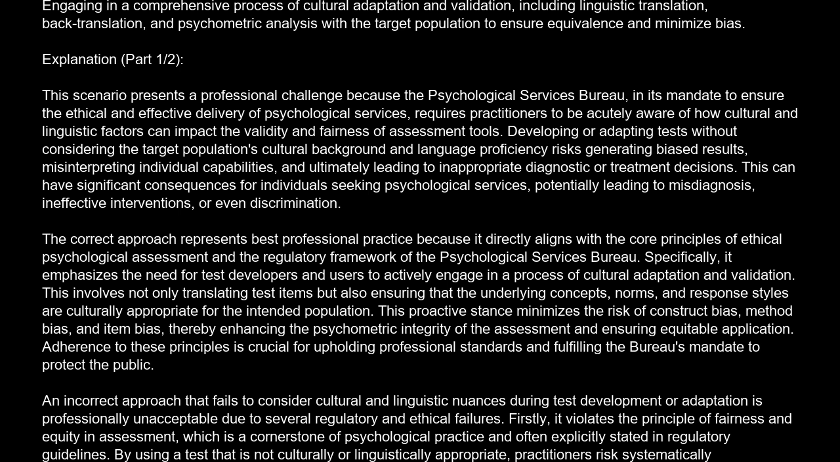Adherence to these principles is crucial for upholding professional standards and fulfilling the Bureau's mandate to protect the public. An incorrect approach that fails to consider cultural and linguistic nuances during test development or adaptation is professionally unacceptable due to several regulatory and ethical failures. Firstly, it violates the principle of fairness and equity in assessment, which is a cornerstone of psychological practice and often explicitly stated in regulatory guidelines.